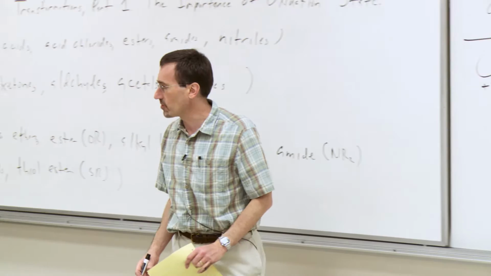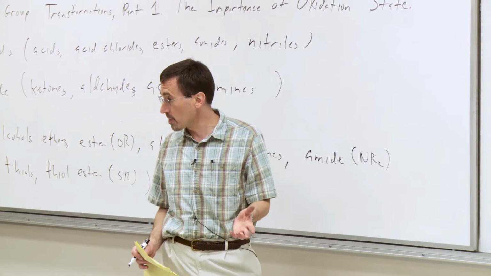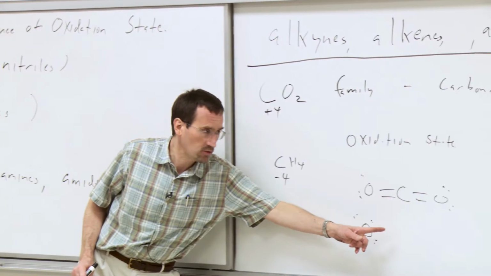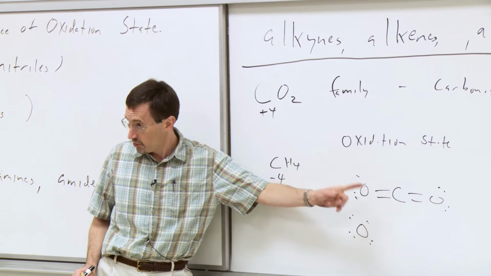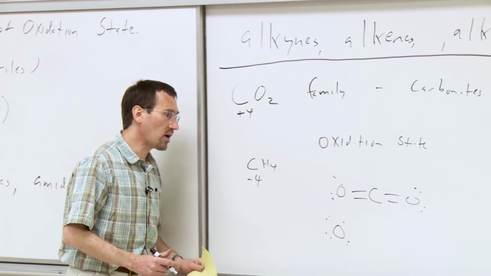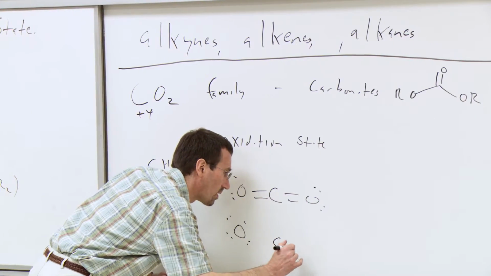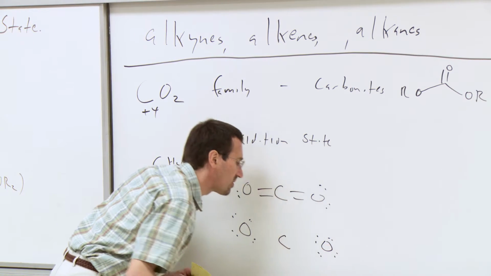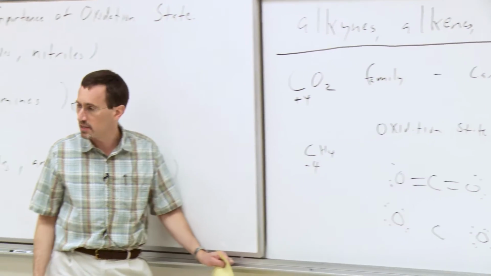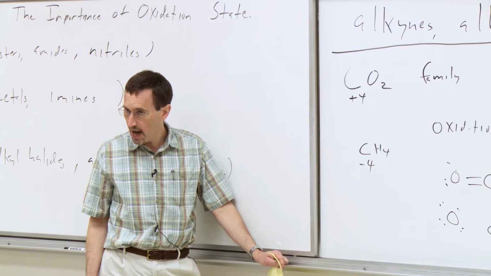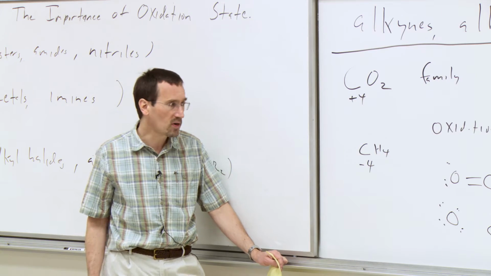Its Pauling electronegativity is 3.4. Carbon has an electronegativity of 2.5. It's more electropositive. So we're going to say, all right, for the purposes of bookkeeping, for the purposes of this formalism of oxidation state, we're going to give those electrons to oxygen and take them away from carbon.